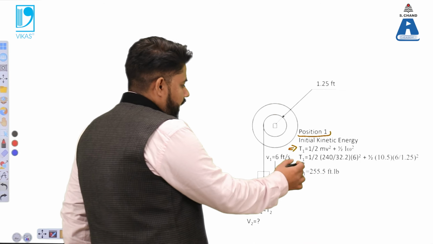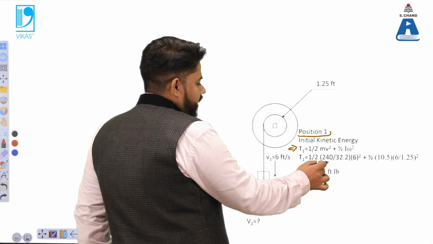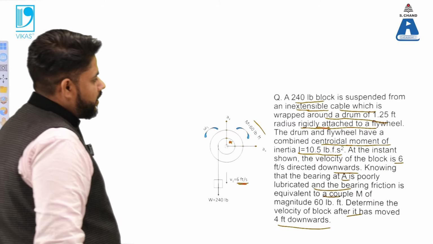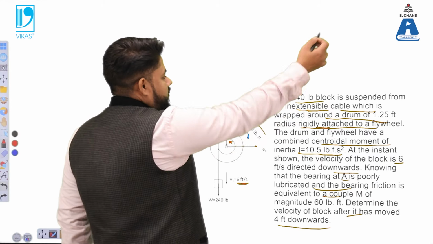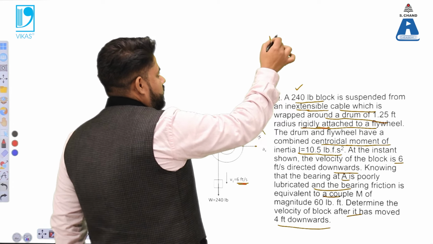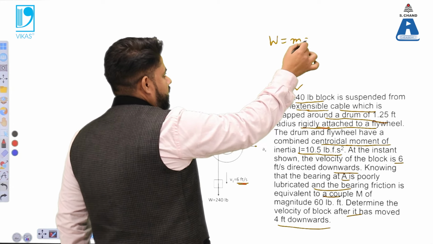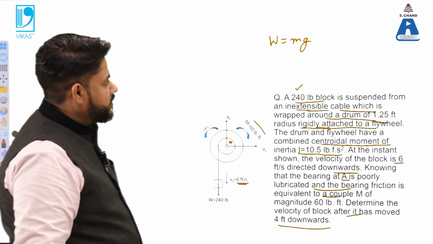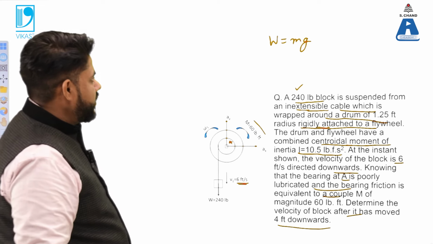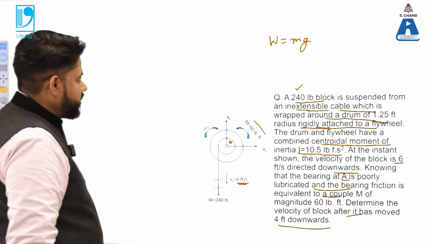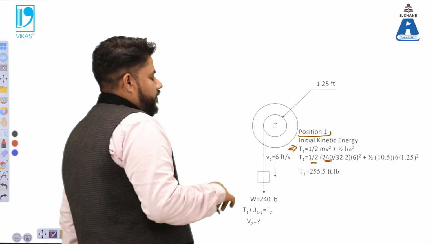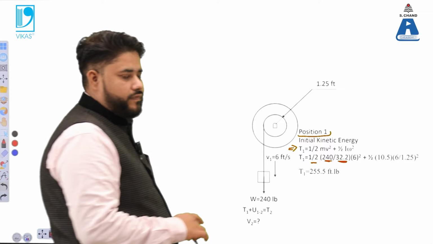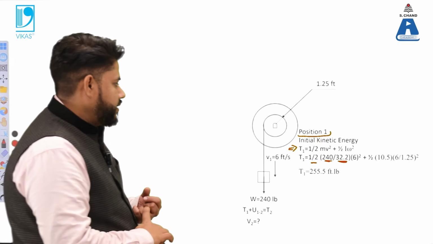So here half remains half, and this weight is given to us in pounds, so W equals mg. From there, this mass can easily be calculated. Since 240 pounds is mentioned, we have to put in the value of acceleration due to gravity as 32.2, as per the different category of units.